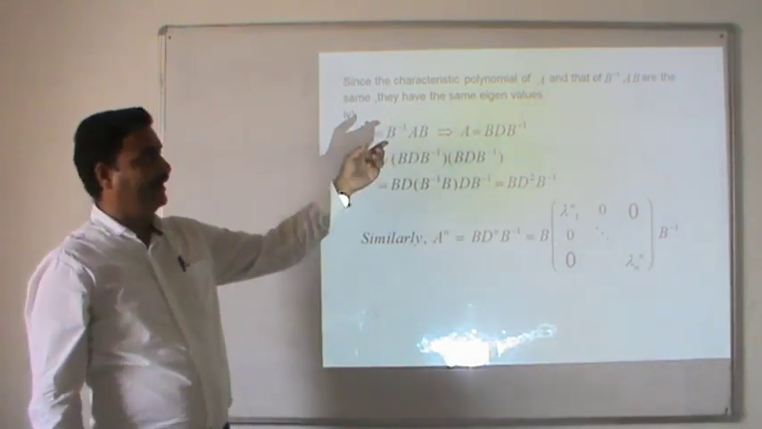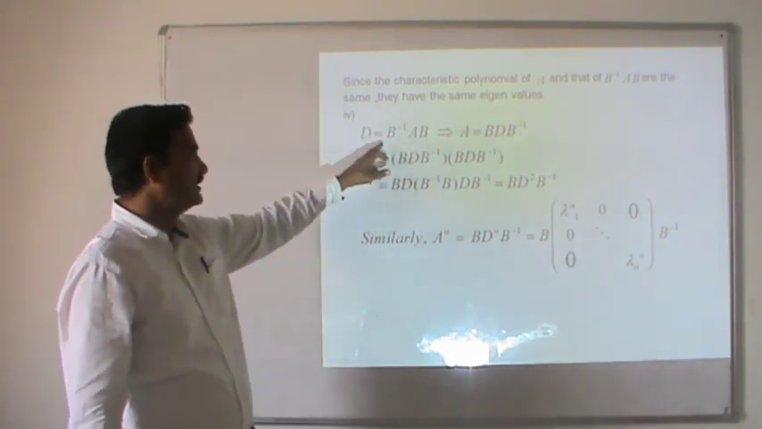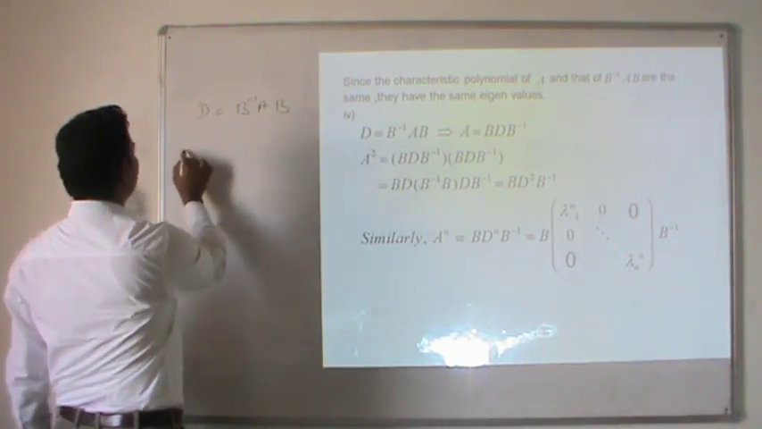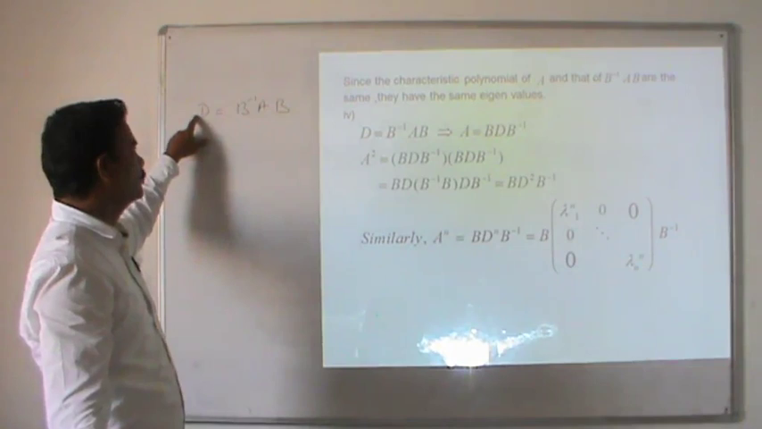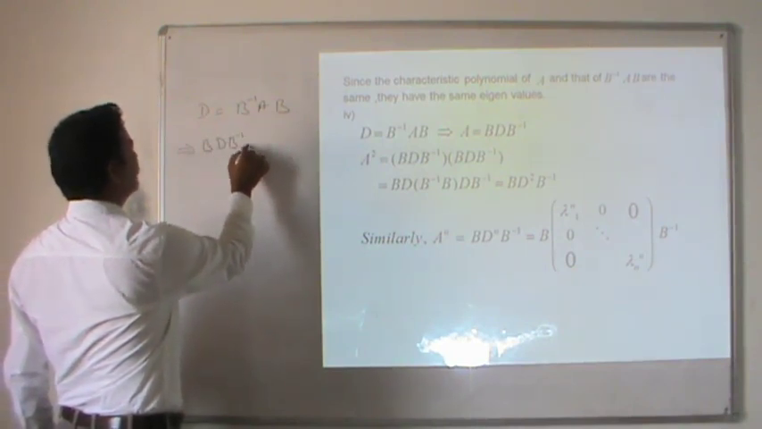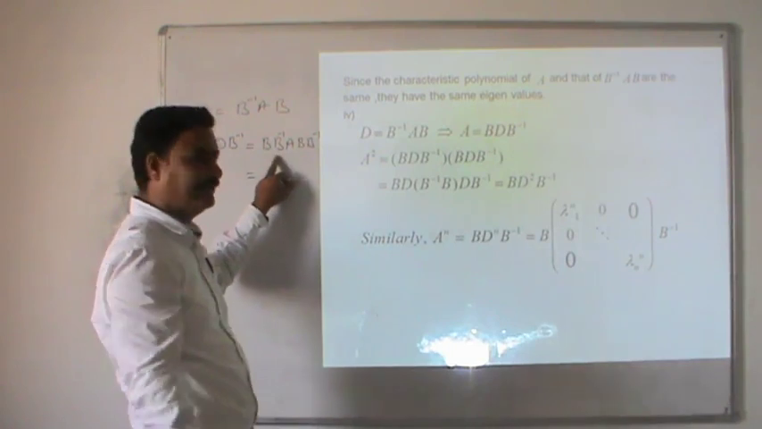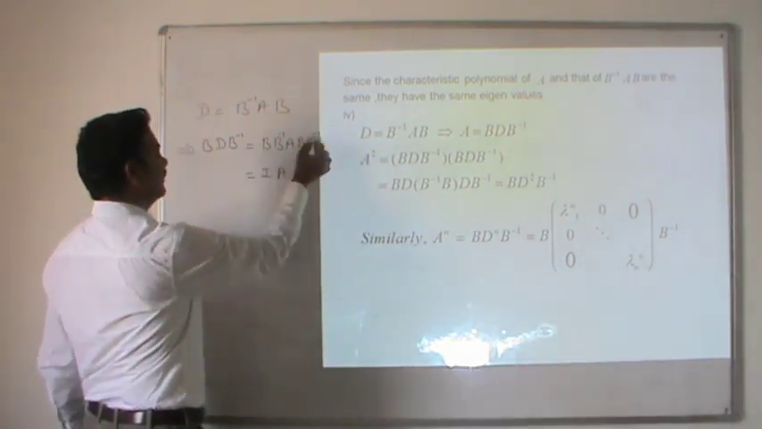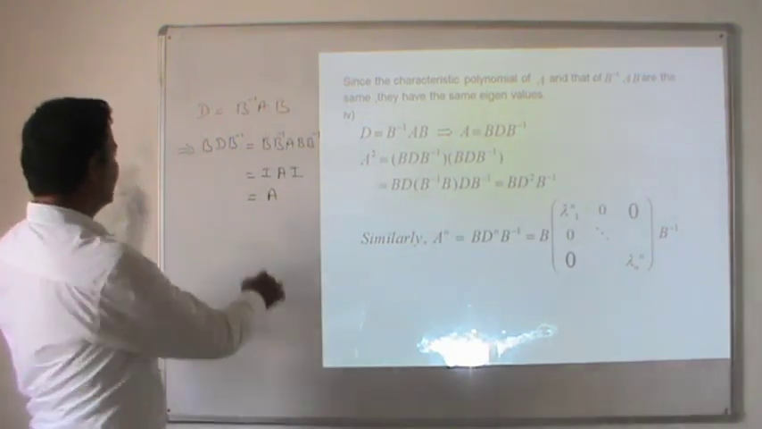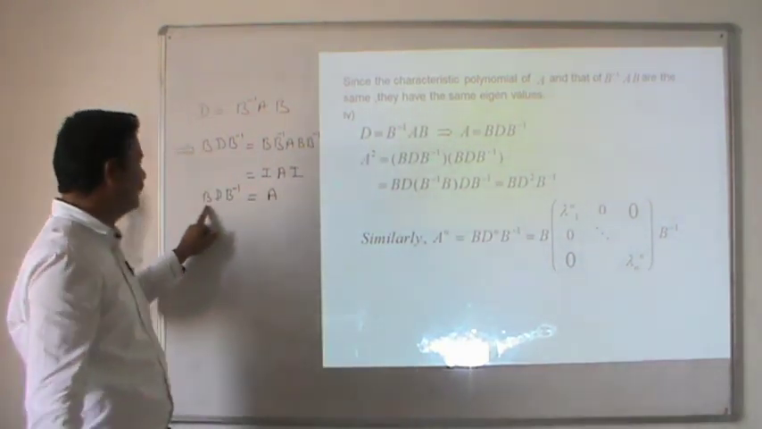Since the characteristic polynomial of A and that of B inverse AB are the same, they have the same eigenvalues, which we observed previously, and D is equal to B inverse AB. Further, this implies that if you pre-operate with B and post-operate with B inverse on both sides of the equation, we get B D B inverse. Because B and B inverse produce the identity matrix, we get I into A into I, which gives us A. So from this equation, we conclude our matrix A is equal to B D B inverse.